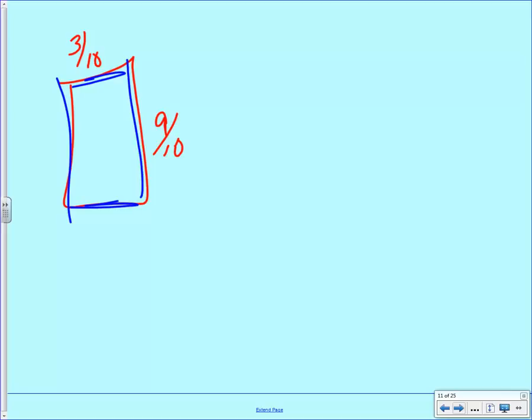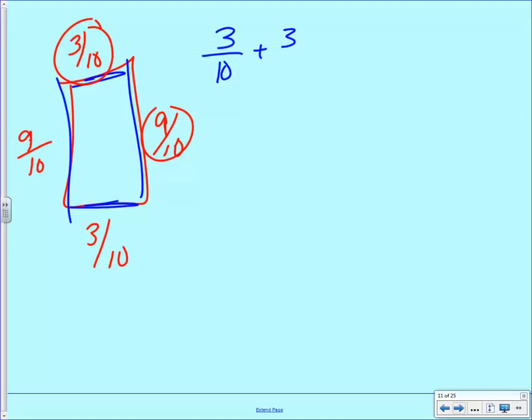So I don't know what the measurements of these other pieces are, except for I really do. It's just going to be the same measurement that you see across from it, just duplicated, okay? Because we know it's a perfect rectangle. Or we're going to pretend like my picture really is a perfect rectangle. So I'm going to add these measurements. I have 3/10 plus 3/10 plus 9/10 plus 9/10.